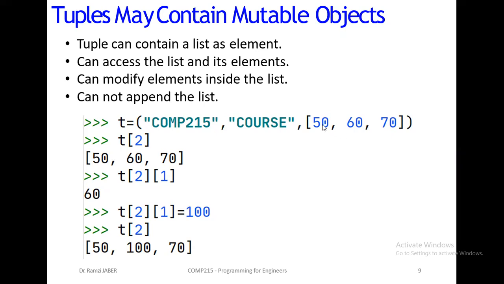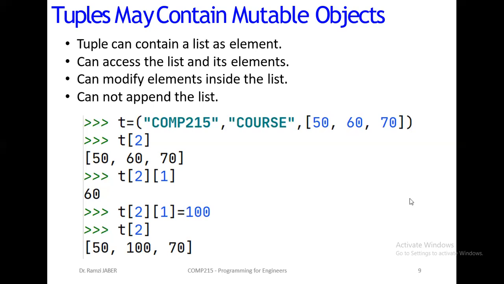If I want to select this list from this tuple, the index is 0, 1, 2. So T2 will be a list. This list can be modified. So if I want to access 60 inside the list, another index will be 0, 1. So here we have T2, the first index for the element of the tuple. The element of the tuple is this list. Then another index 1 to access the second element inside the list, 60.